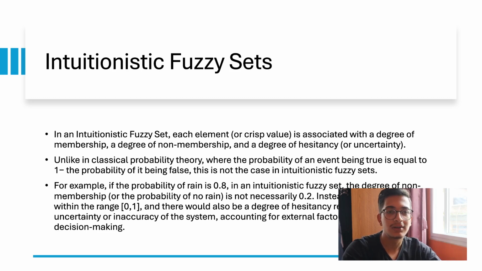Another thing we need to consider in the intuitionistic fuzzy set is that in the classical fuzzy set, the false value is always equal to 1 minus the truth value. However, it's not the same in the intuitionistic fuzzy set. Another thing is that in the intuitionistic fuzzy set, the hesitancy or uncertainty value is the percentage of the data where the data is indeterminate, right? So that's the main thing we need to think about.